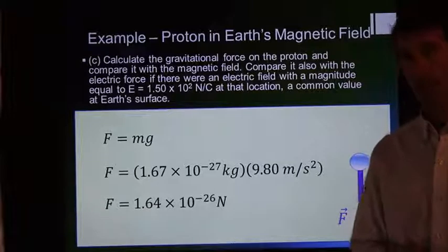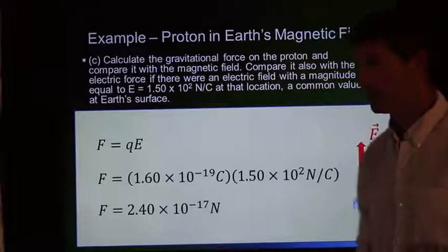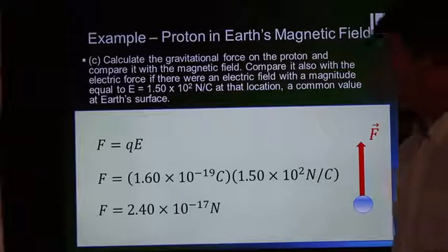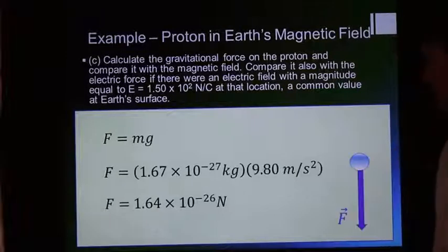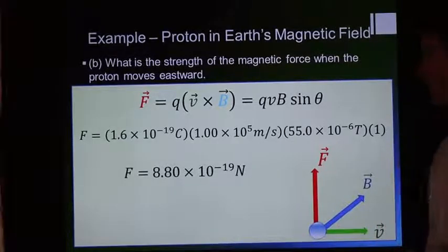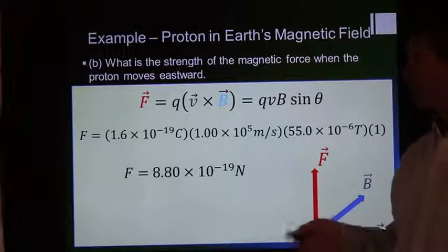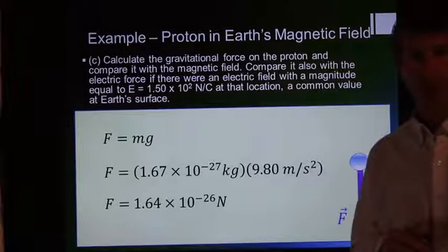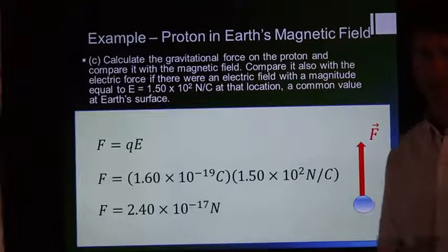Likewise, we can calculate an electric force where we're given an electric field of 150 newtons per coulomb. Again, F is equal to qE. We get that the force is 2.40 times 10 to the minus 19 newtons. So the electric field actually would dominate the magnetic field here. So we get a chance to do a calculation on a charged particle due to a magnetic field, due to the gravitational field, and due to an electric field, assuming 150 newtons per coulomb.